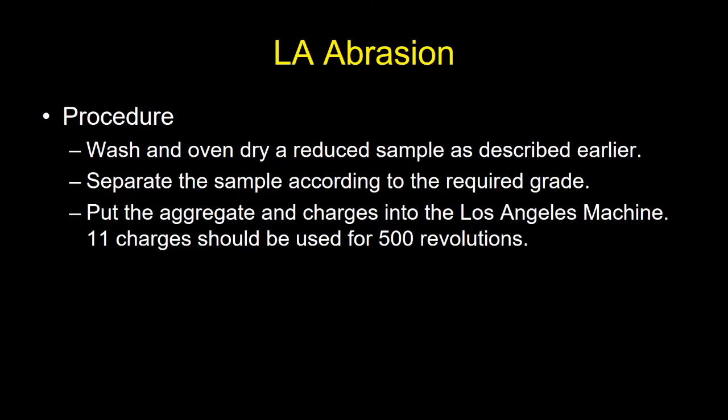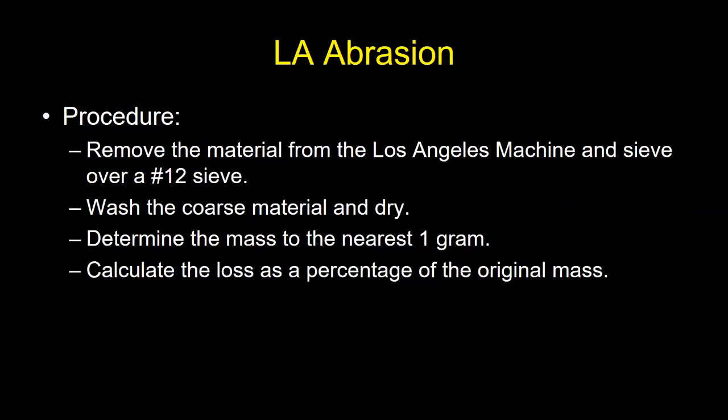So procedure, you wash and oven dry it, same as always. You separate the sample according to the required grade. So you sieve it over that 1/2 inch and 3/8 inch, and then you collect that material. And then you put the 5,000 grams of aggregate into the LA machine or Los Angeles machine. You toss in 11 of those steel balls, and you want to turn it on for 500 revolutions.